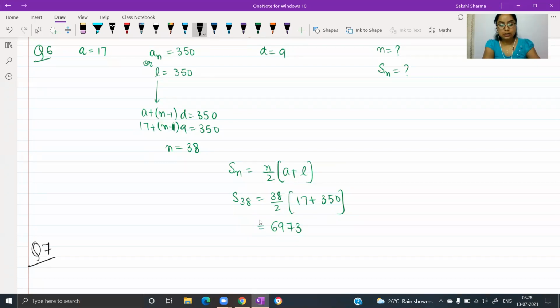Next question. You have to find out the sum of the first 22 terms of the arithmetic progression in which the common difference is 7 and the 22nd term is 149.